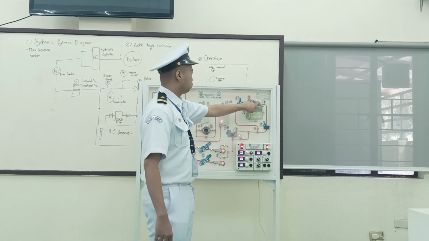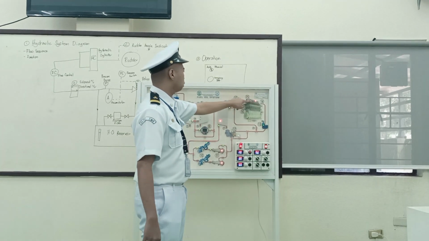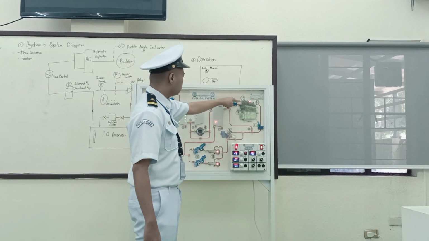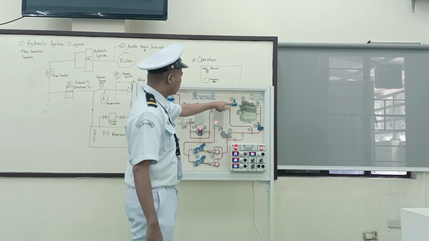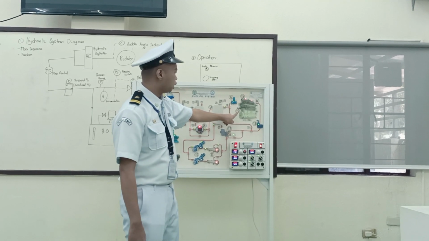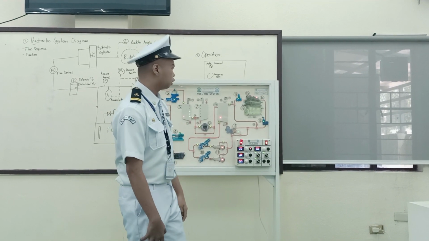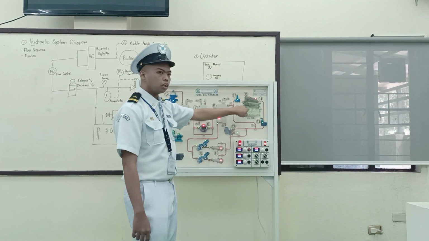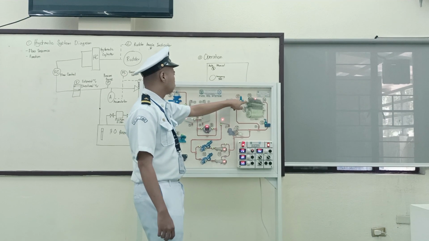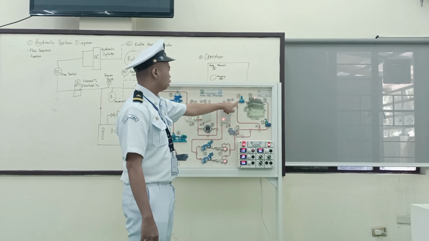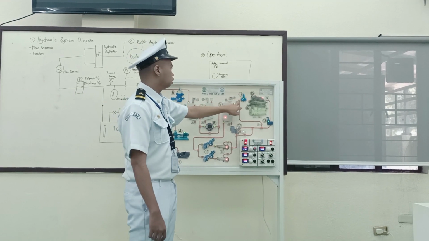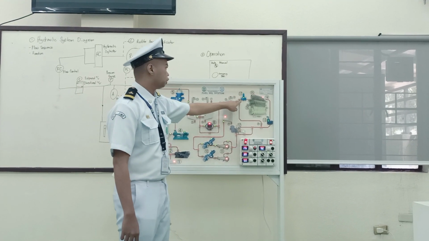From the fuel pump going to the fuel injector. Then the fuel injector and the main engine. The main engine is responsible for converting the chemical energy to mechanical energy. Then the pressure regulator. It regulates the pressure.